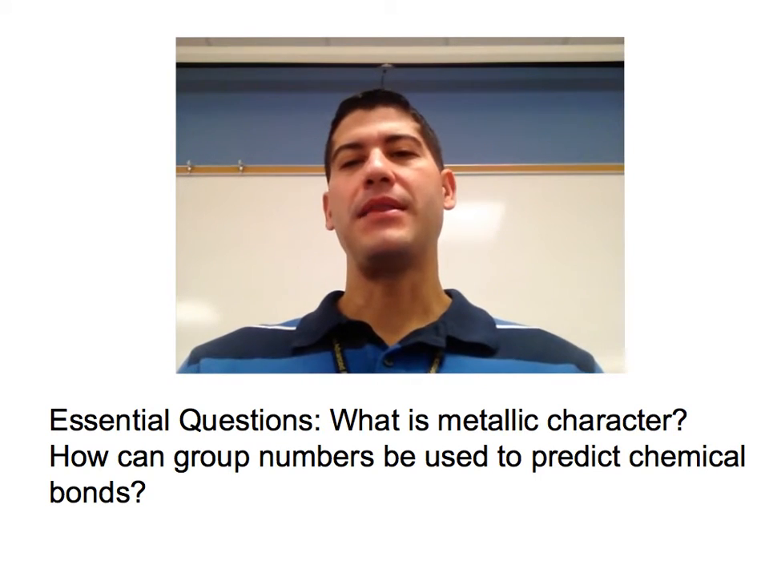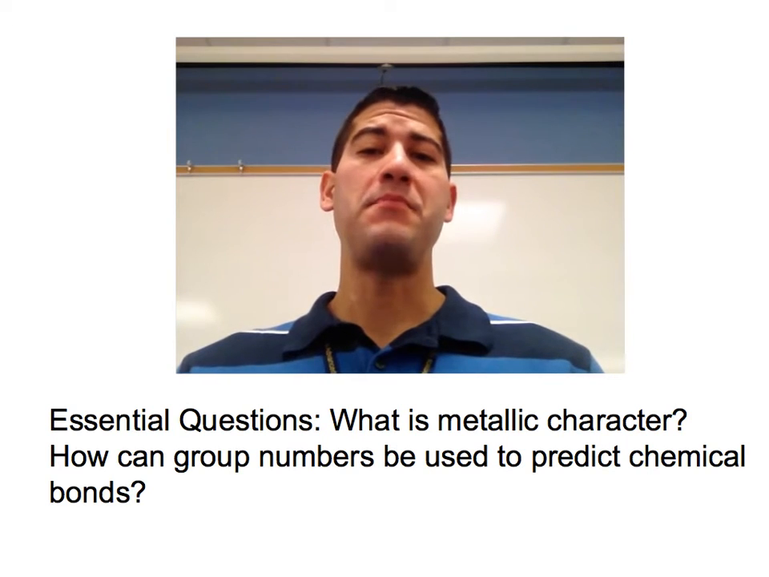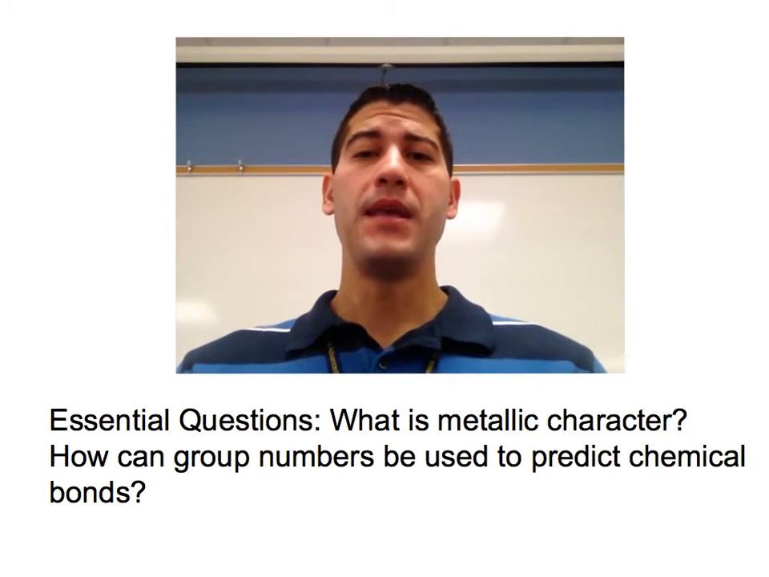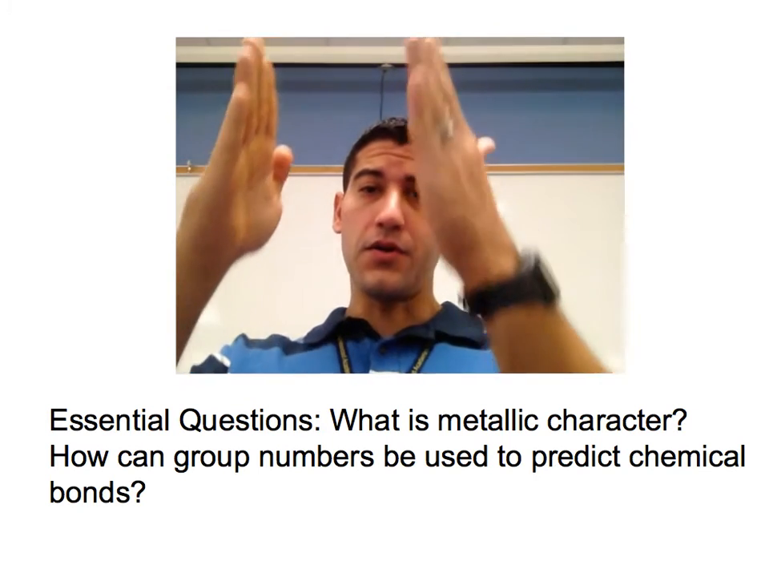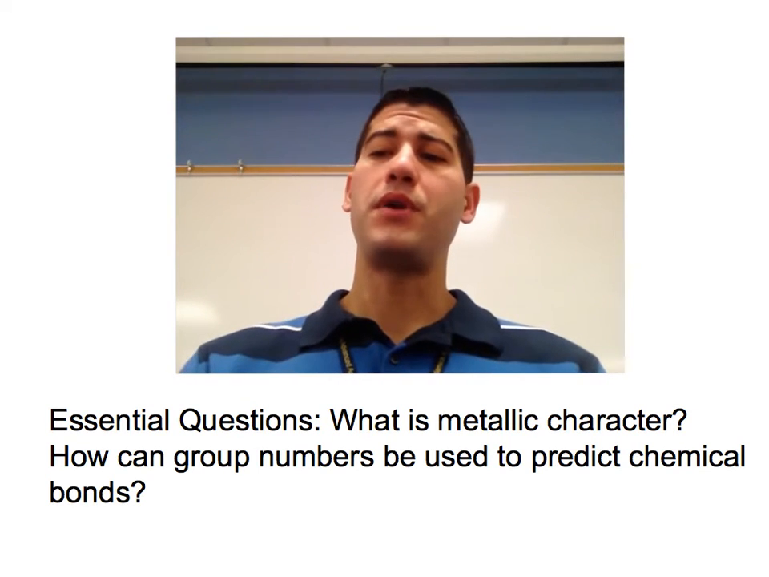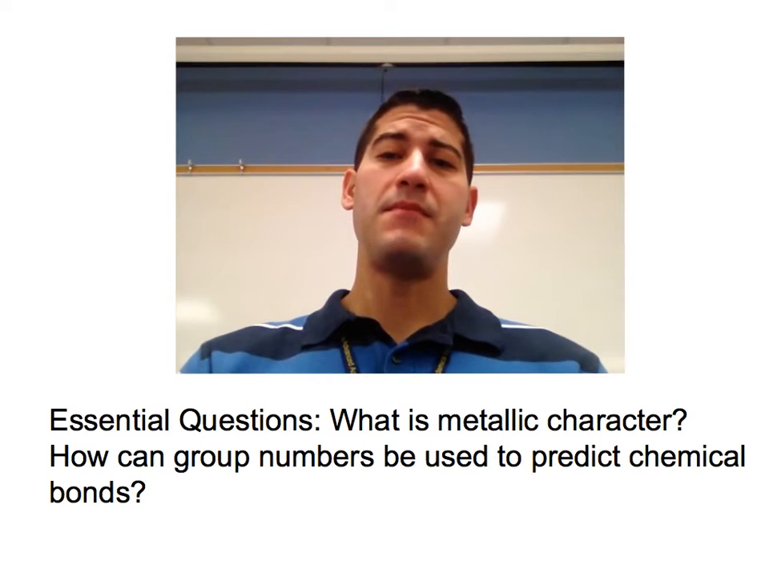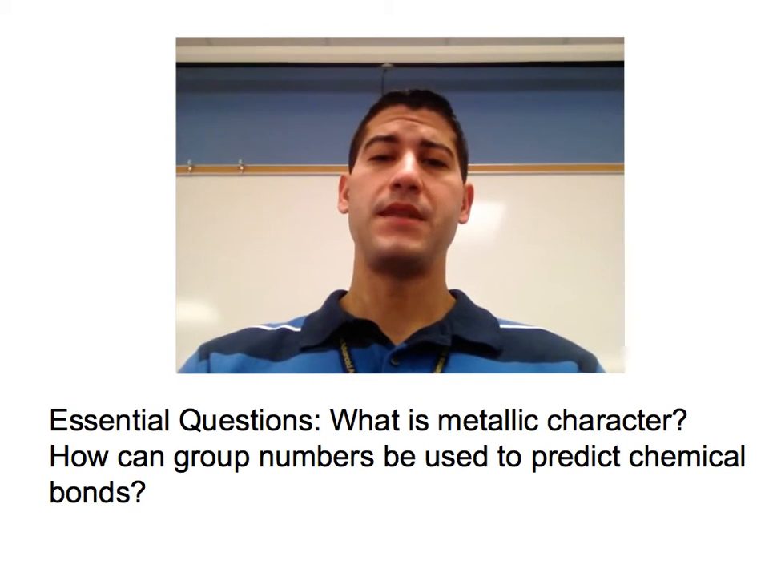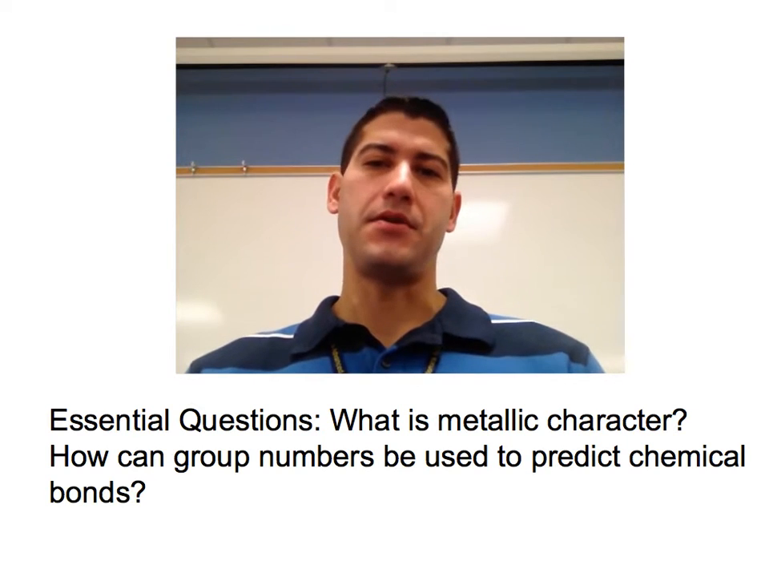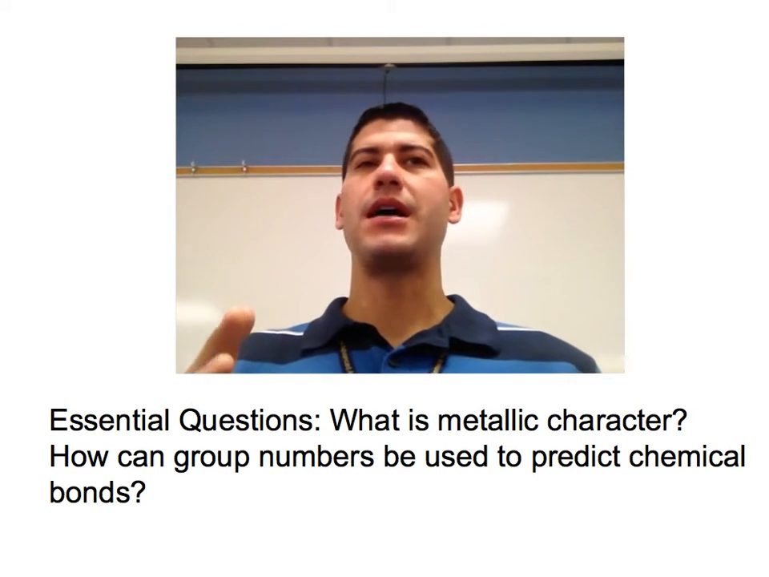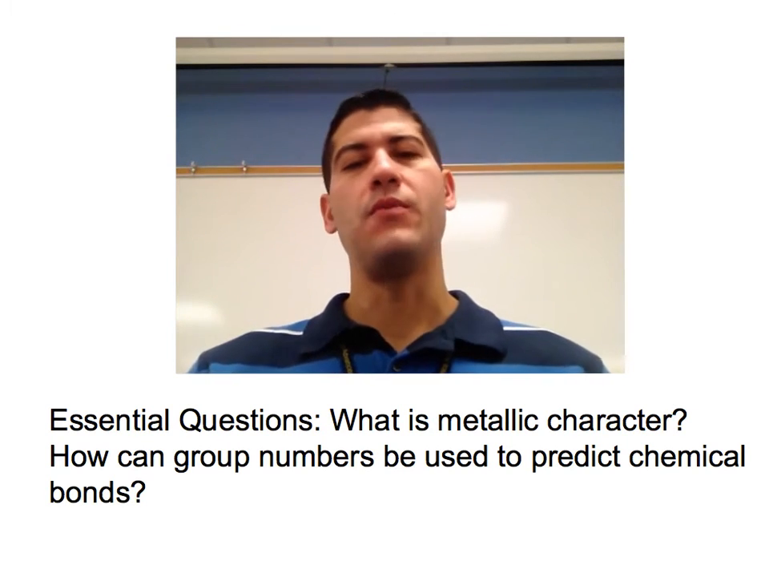Last time we talked about the significance of the groups and periods on the periodic table and established that elements in the same group, or vertical column, have similar chemical properties because they have the same number of valence electrons. In this video, we'll talk about metallic character, a term that describes several chemical properties all at once.